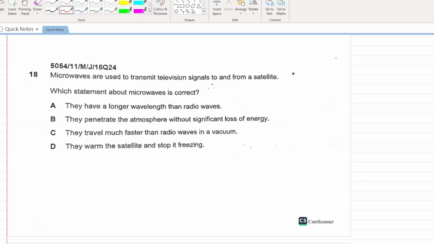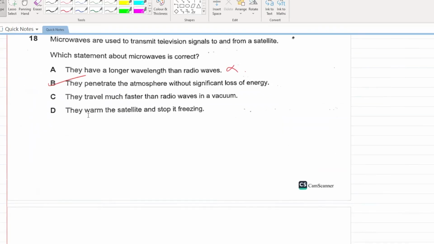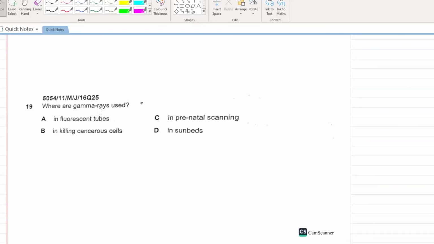Microwaves are used to transmit television signals to and from satellites. Which statement about microwaves is correct? Okay, they have a longer wavelength. No, they penetrate the atmosphere without significant loss of energy. Yes, B is your correct answer. Where are gamma rays used? Okay, in fluorescent tubes. No, in killing cancerous cells. Yes, C is your answer.